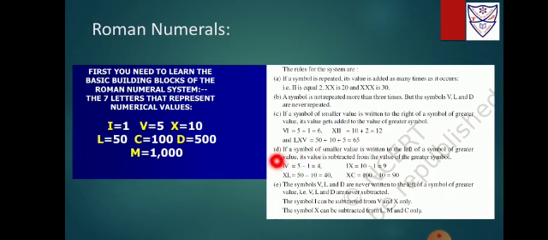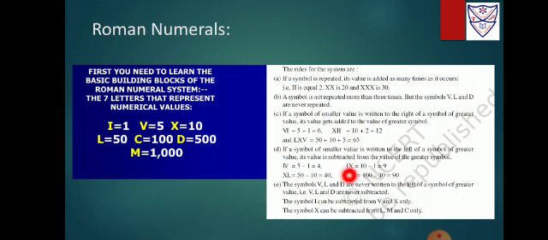The next rule is Rule D. If a symbol of smaller value is written to the left of a symbol of greater value, then its value is subtracted from the value of the greater symbol. Let us understand this with an example. I and V. Now this smaller value is to the left of the greater value, so we have to do subtraction. That is 5 minus 1. V is 5, I is 1, so 5 minus 1 equals 4.